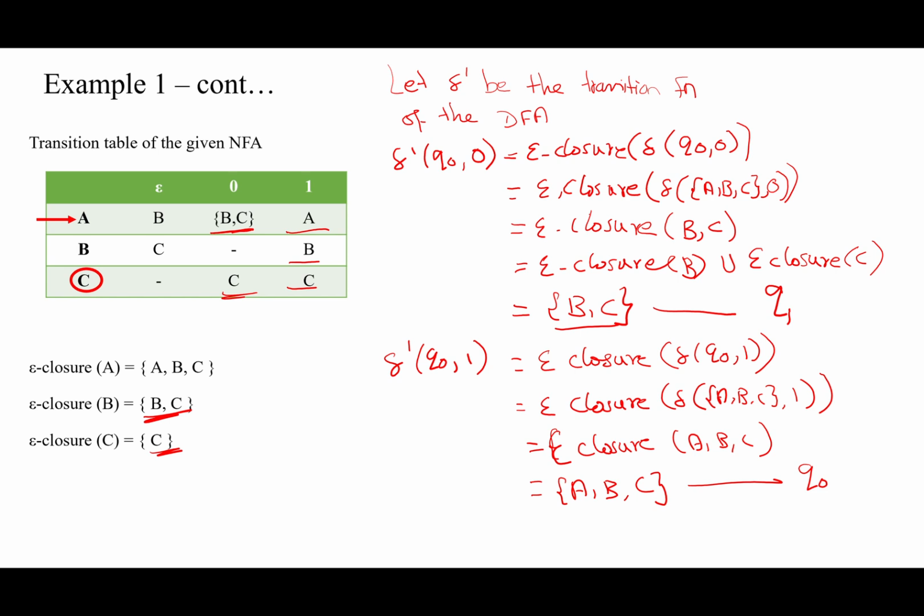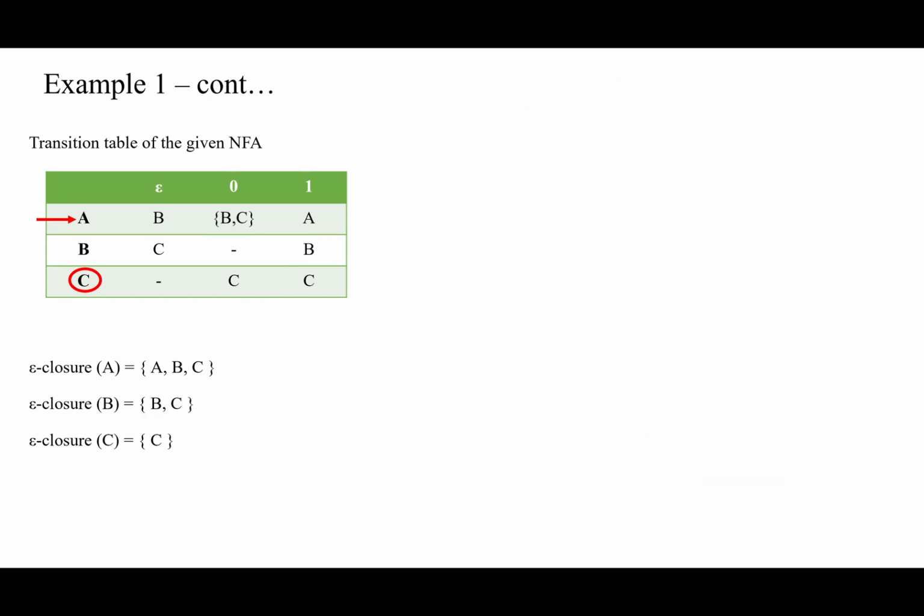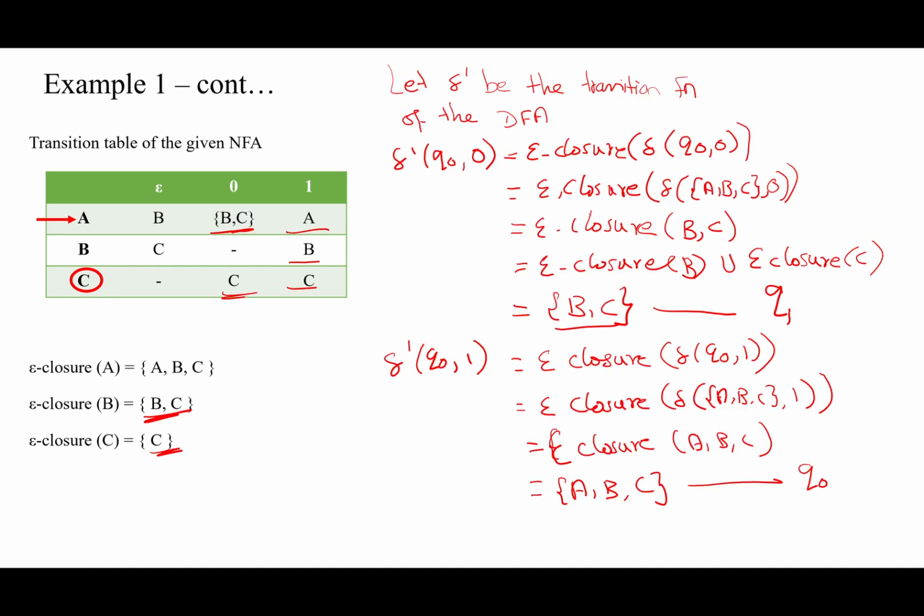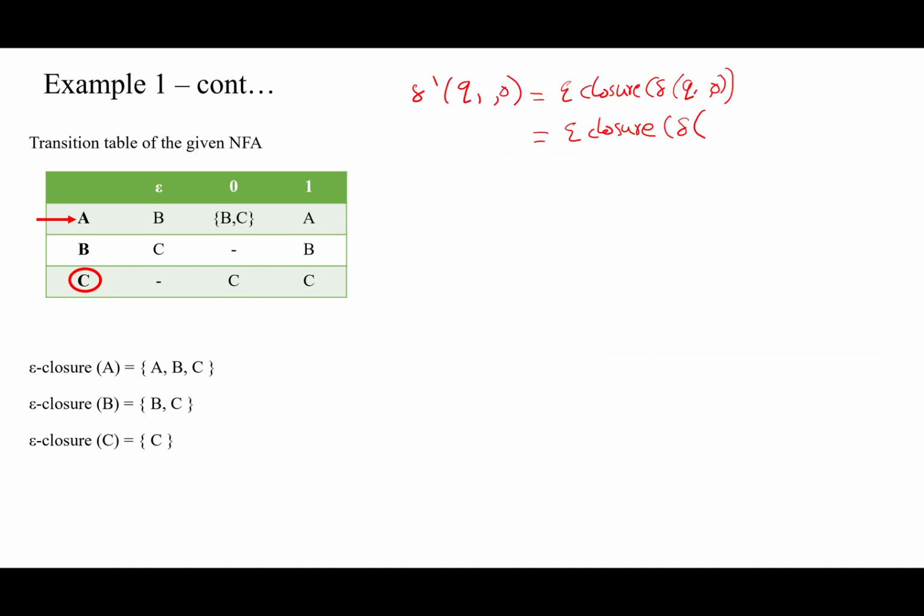So we have to calculate the delta dash for BC. We have given the new name as Q1. So we can write delta dash of Q1 comma 0 is equal to epsilon closure of delta of Q1 comma 0. So what is Q1? Q1 is BC. So delta of B comma C, then comma 0.